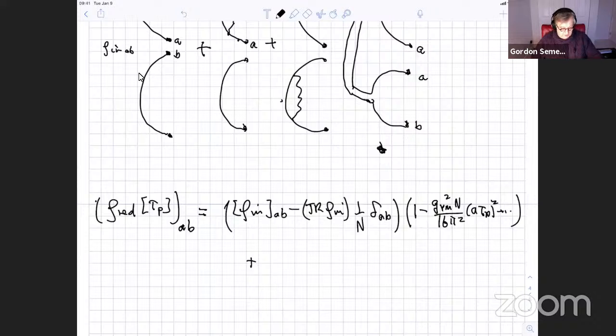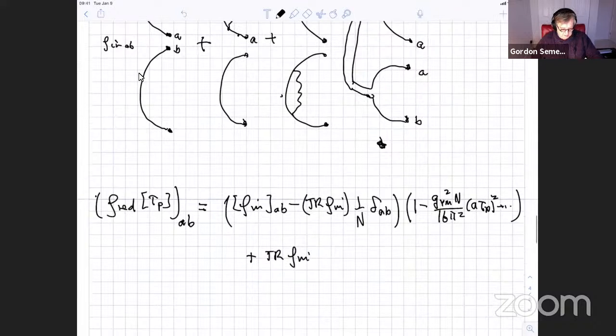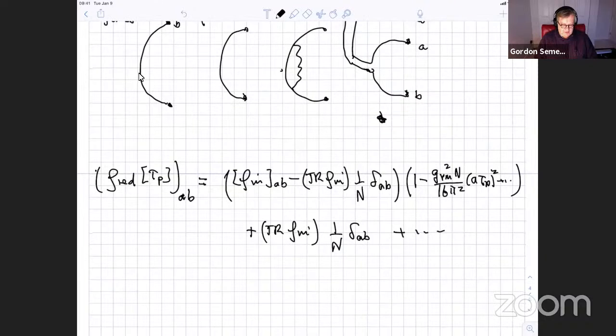And then a correction term. It looks like this. And then higher order corrections. So this is my reduced density matrix, and now it has a rather interesting form. First of all, if I take a trace, I find that the trace of the reduced density matrix is just equal to the trace of the incoming density matrix. So indeed, I've recovered unitarity in a sense.